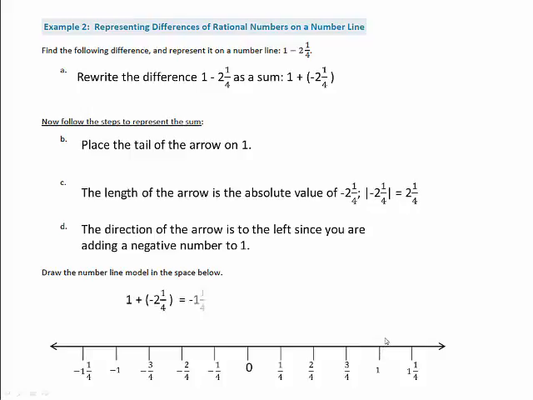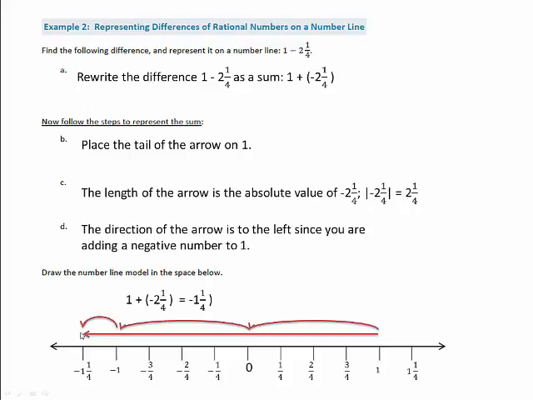So from 1, we're going to go back this way. And to see that we've gone 2.25, here's our hop for 2.25. So we went from 1 to 0, 0 to negative 1, that's our 2. And then we went from negative 1 to negative 1.25 to get our quarter.